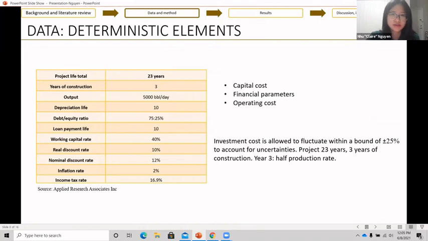So there are a number of deterministic elements in the project, such as the capital cost, the financial parameters, and the operating cost that are shown in the table here. And they are provided to us by the Applied Research Associates. And we allow the investment cost to fluctuate within a bound of plus minus 25% to account for uncertainties that may happen to the investment cost. The project will last for 23 years, with 3 years of construction, 20 years of production. And in year 3, we have half the production rate.